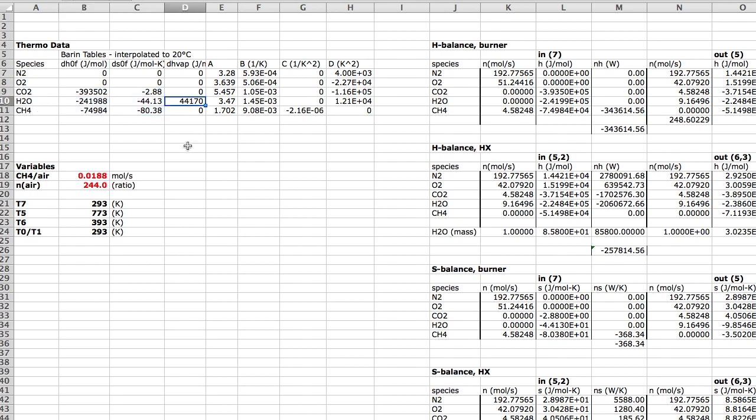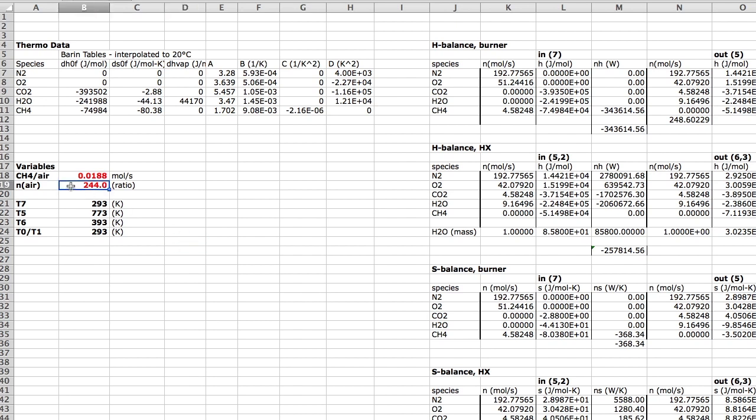For convenience, I've adopted a reference date of 20 degrees C, interpolating the thermochemical tables for enthalpies and entropies of formation. We'll discuss this database in more detail toward the end of the quarter. Below that is a small process parameter block with stream temperatures and flow rates. The values marked in red are the variables we must solve iteratively using material and energy balances.